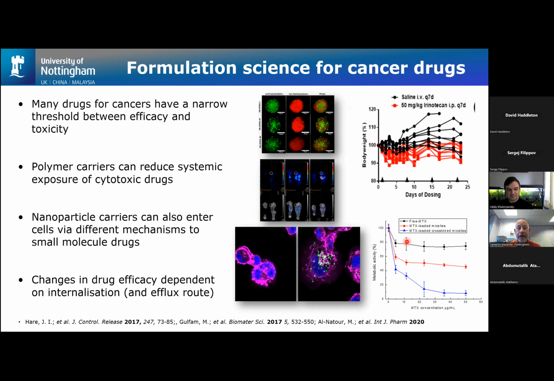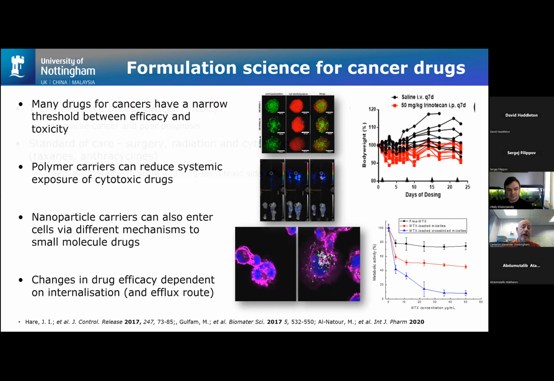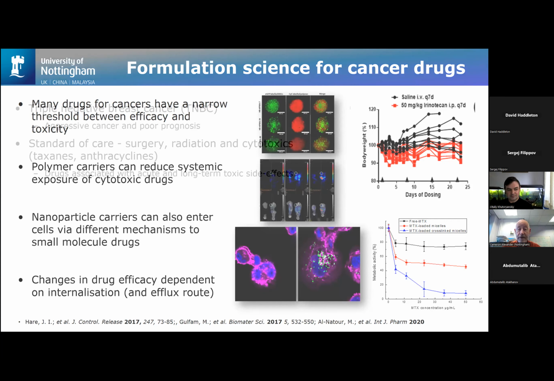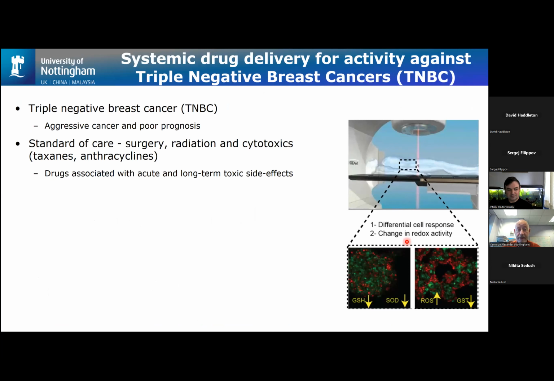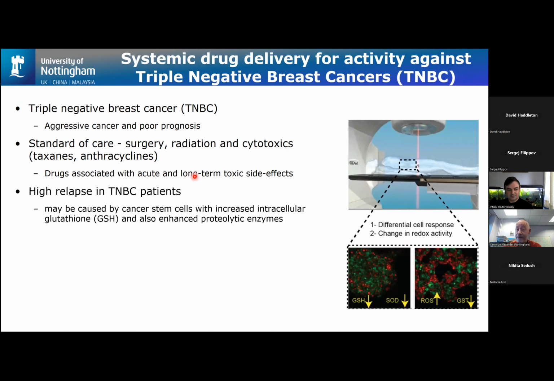Now, we've been looking at these for triple negative breast cancers. And the reason we've been doing that is because currently triple negative breast cancers have a very, very poor prognosis. And the standard of care methods really are not great, often with acute and long-term side effects. There's usually a high relapse in TNBC patients, and there's a range of different reasons why that might be the case.